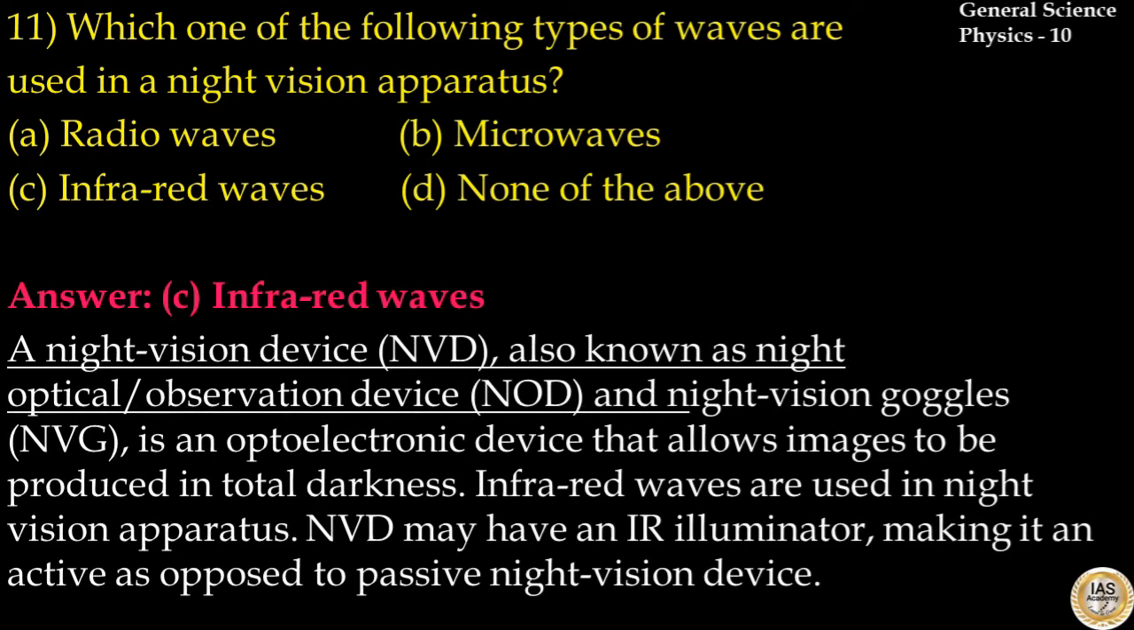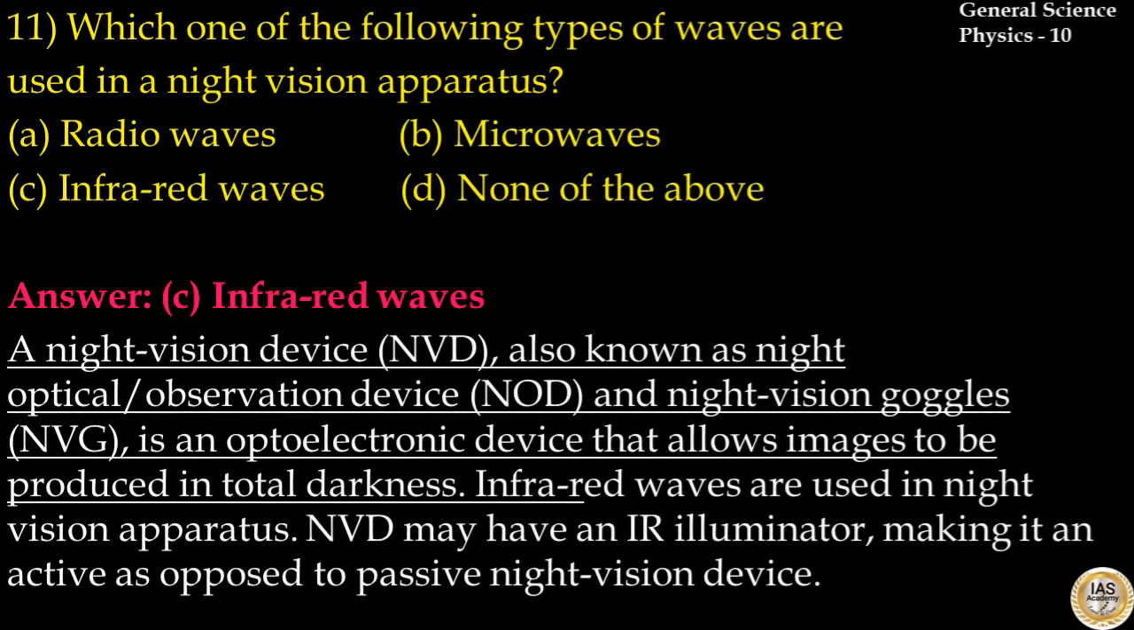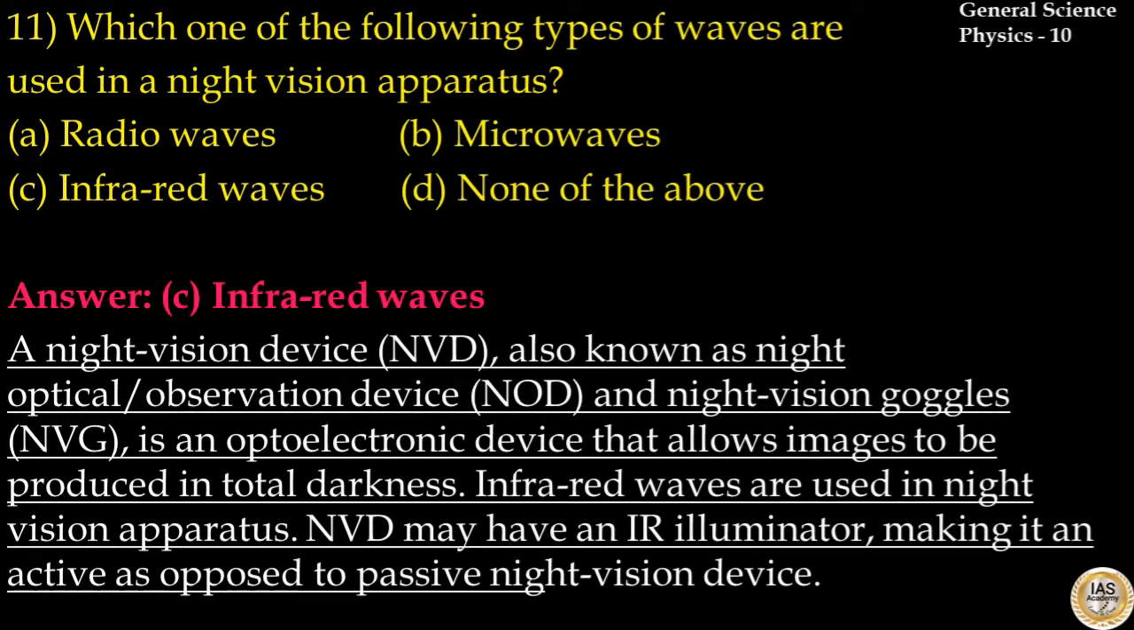A night vision device, also known as night optical device and night vision goggles, is an optoelectronic device that allows images to be produced in total darkness. Infrared waves are used in night vision apparatus. NVD may have an infrared illuminator, making it an active as opposed to passive night vision device. So here answer to this question is option C, infrared waves.